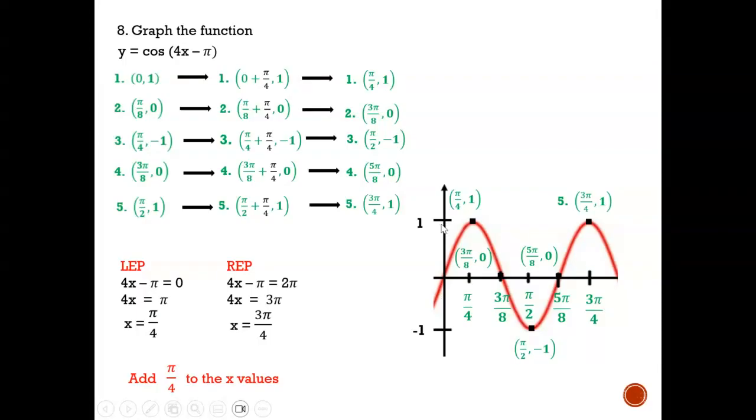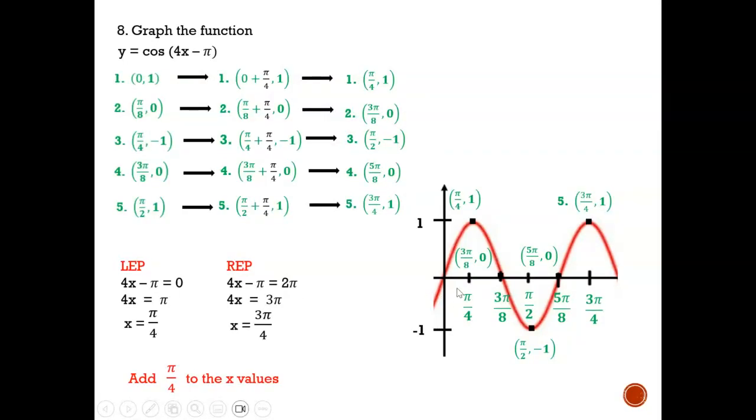You see, guys, the cosine starts at the amplitude, but it got shifted pi over 4 units to the right. That's why every point moved pi over 4 units to the right. So from here to here will be one period. And the graph continues forever and ever, all the way to the right and all the way to the left. But this is graphing one period.